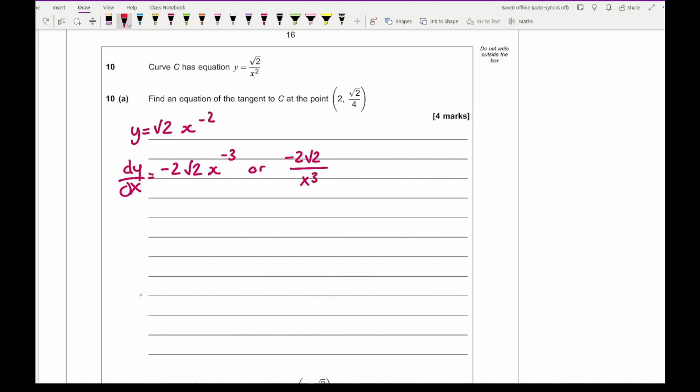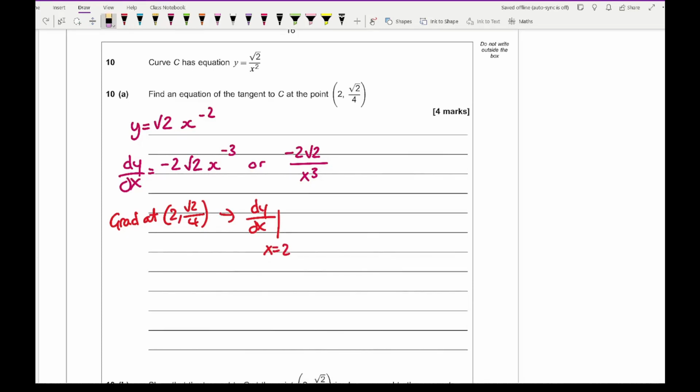From this I can then work out the gradient at 2, root 2 over 4, and I can do that by substituting the value of x equals 2 into dy over dx, and this would equal minus root 2 over 4. And then from this, we know that m equals minus root 2 over 4. We've got a coordinate of 2, root 2 over 4.